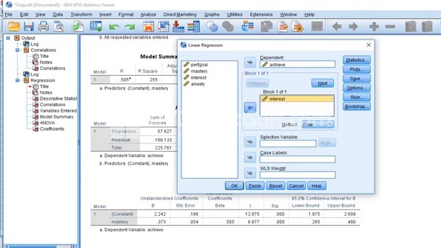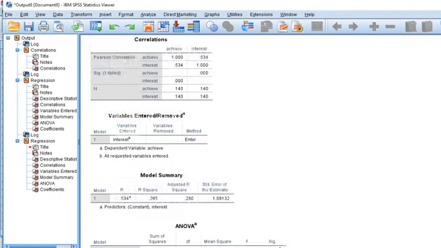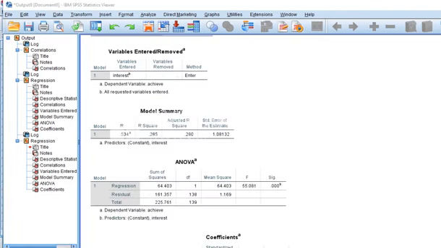And in this case right here, you can see that looking at our R-squared value, interest is accounting for about 28.5% of the variation. That would be statistically significant using our F-test.